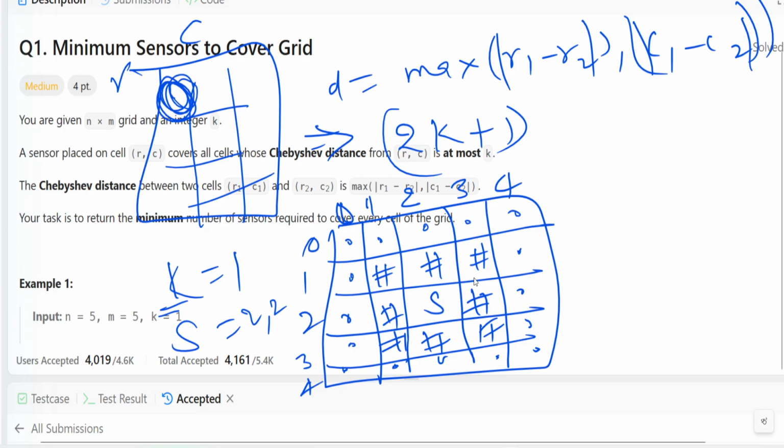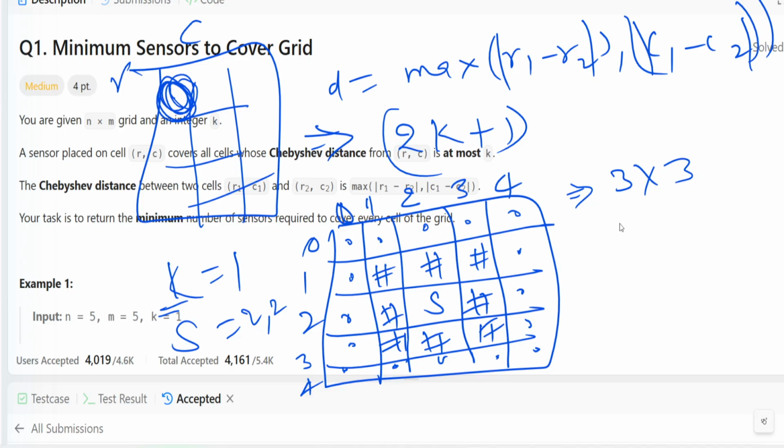So if we find the covered area, right? If you see, the cover area is what? 1 2 3, 1 2 3, right? What is the cover area for the sensor? 3 cross 3, correct? Means this is a square. 3 cross 3 is a square, means we are talking about this square, let's suppose. Can we say that?